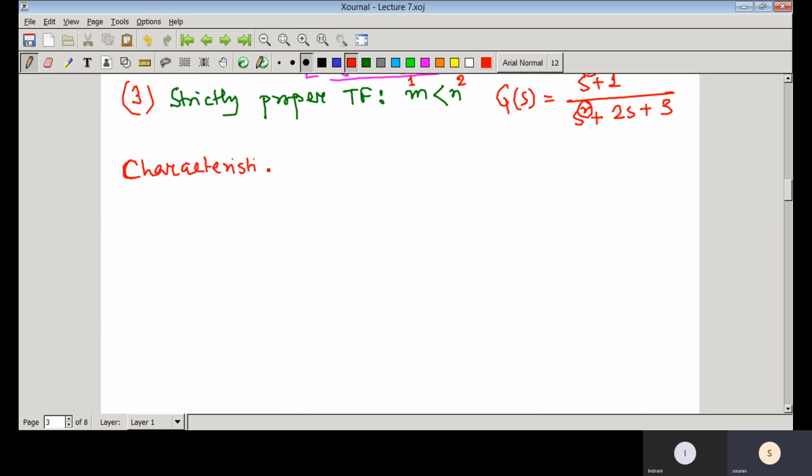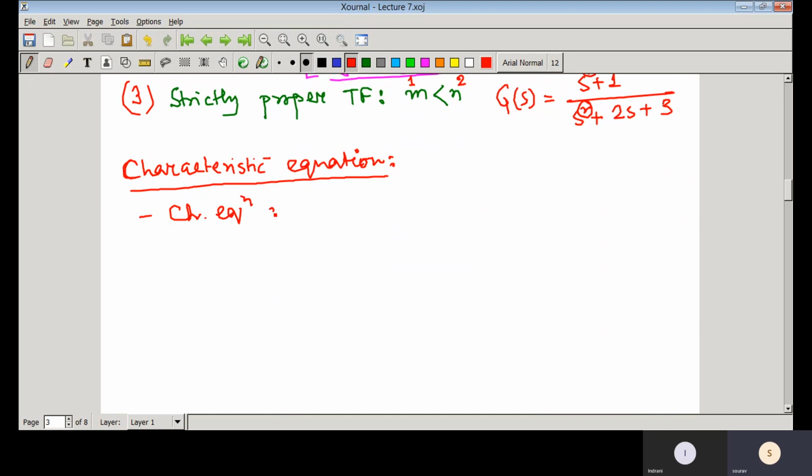Characteristics, this is a very important term we will be using throughout this course. Characteristic equation. What is characteristic equation? Characteristic equation of a linear system is defined as the equation obtained by setting the denominator polynomial of the transfer function to zero. So that is characteristic equation. In abbreviated form, I am writing CH.